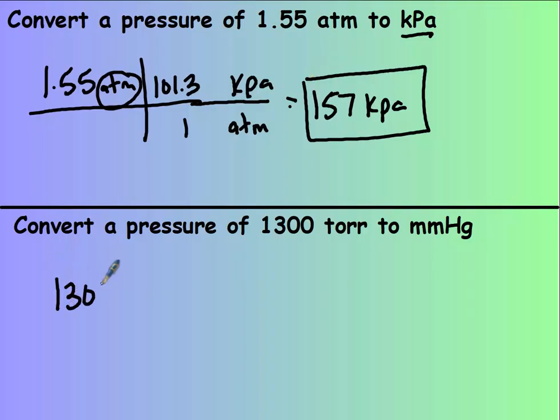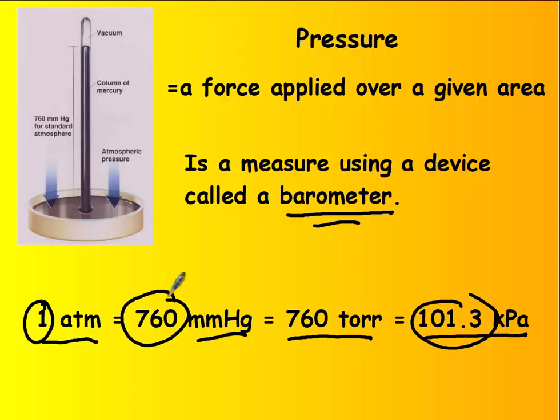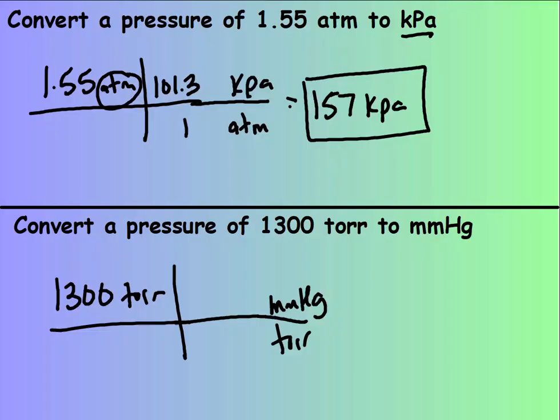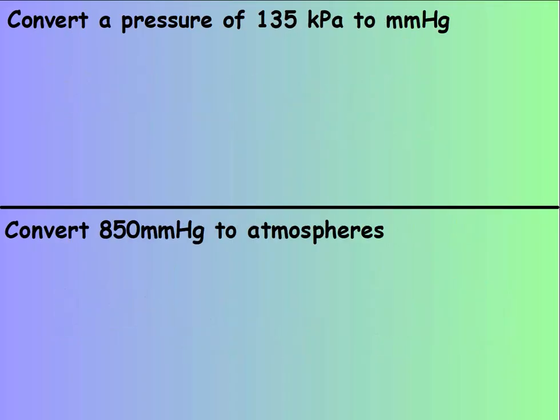For this next one, I have 1300 torr. So torr will go on bottom, mmHg on top. And there's 760 mmHg for 760 torr. Since mmHg and torr are equivalent to each other, 1300 torr will be equivalent to 1300 mmHg, or millimeters of mercury. Go ahead and pause the video and do these next two on your own. Restart when you're done to check yourself.